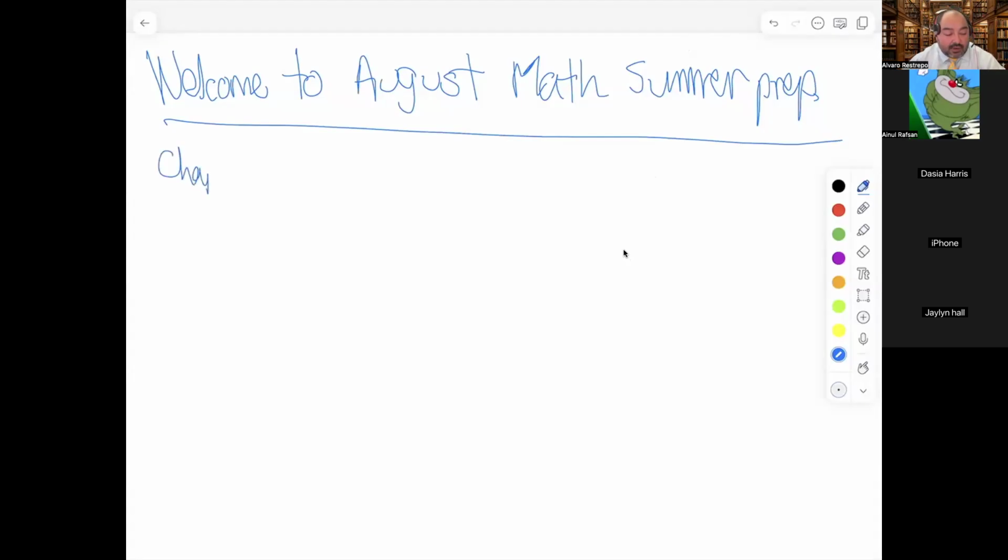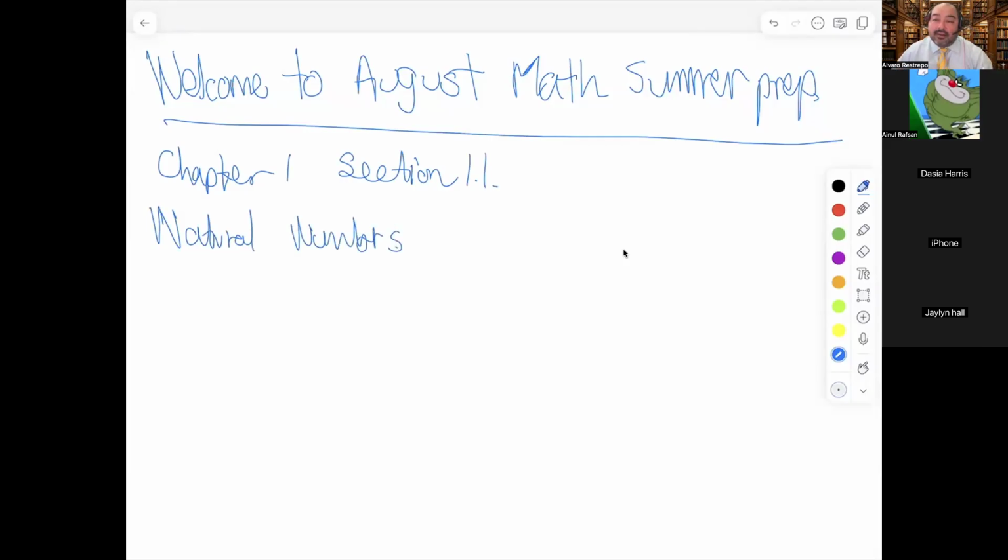So we're doing chapter 1, and we're doing section 1.1 in the book. So, natural numbers. Natural numbers are counting numbers. They start with the number 1, 2, 3, and they keep going, dot, dot, dot, all the way to positive infinity. Positive infinity means that they don't stop. It just keeps going and going and going. This is natural numbers.